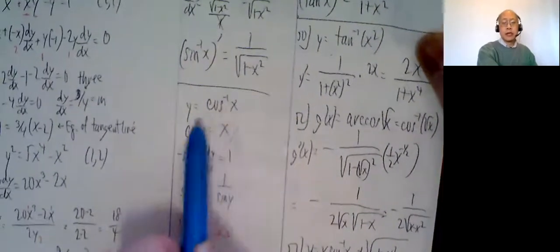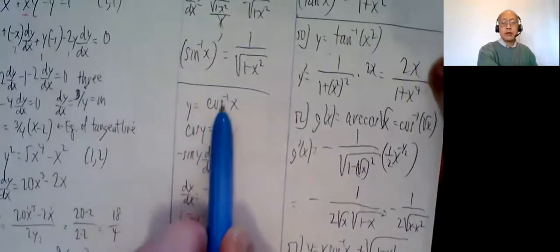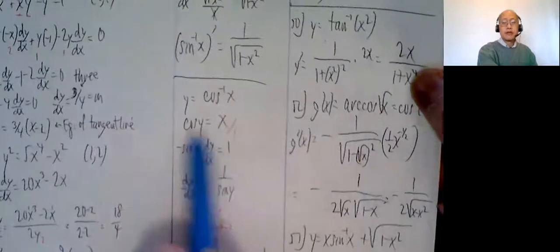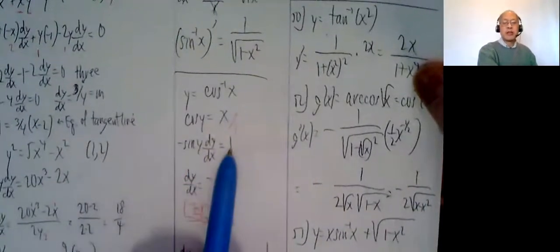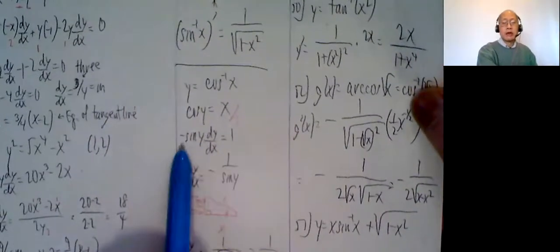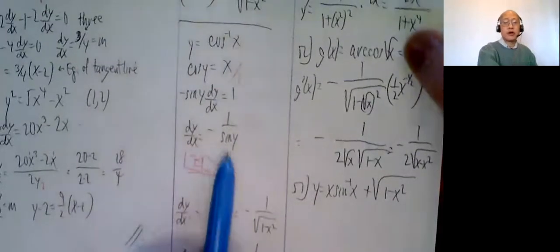Again, they work similarly. So y equals inverse cosine of x. Write it without the inverse: cosine of y is x over one. Differentiate implicitly: negative sine of y dy/dx equals one. Remember, if there's a y involved, you have to tack on a dy/dx. Divide both sides by negative sine of y. dy/dx is negative one over sine of y.